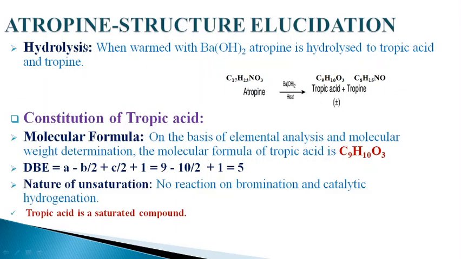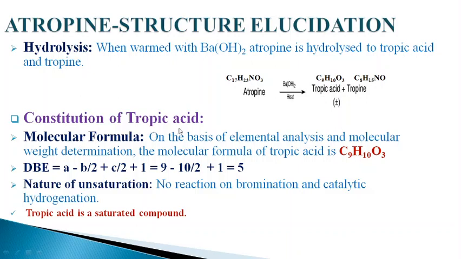Next we come to the hydrolysis, which is very important in the case of atropine, and it gives an important indication about the structure of atropine. When warmed with barium hydroxide, atropine converts into tropic acid and tropine. Tropic acid has the molecular formula C9H10O3, and tropine has the molecular formula C8H15NO. First we will discuss the tropic acid part.